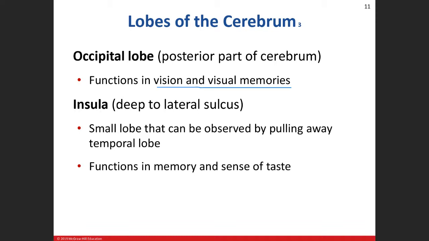And then lastly, the invisible lobe, the one that you cannot see superficially, is the insula, okay? And the insula has to do with memory and taste. So again, it's hidden below, or not below, but behind the temporal lobe and the parietal lobe. Just kind of peel them away.